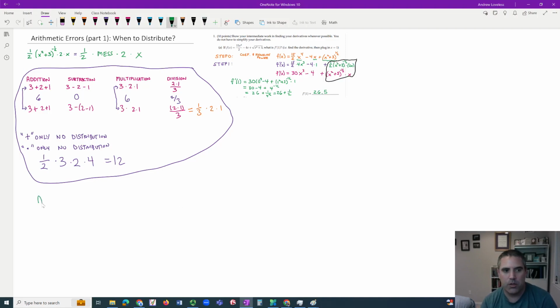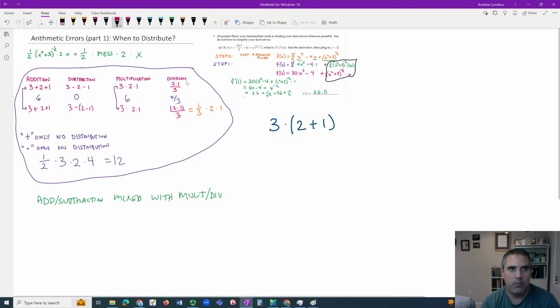So it's only in a situation where you have addition or subtraction mixed with multiplication or division. So let me give you several examples where you do distribute. So let's take 3 times 2 plus 1. Notice we have mixed operations. We have a times here and we have a plus here. Those are the only situations, and there's no exponent here. There's nothing else going on. The only things, and nothing else.